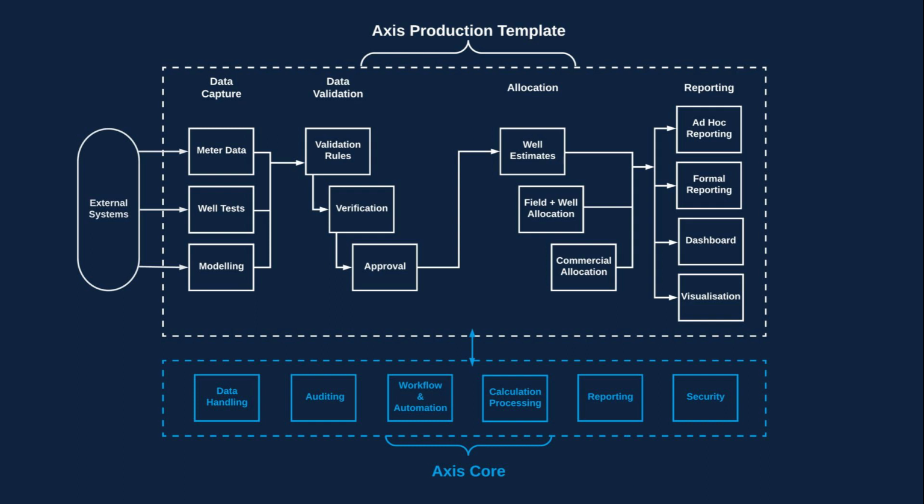In today's demonstration, we're going to be using the AXIS production template. So the features we want to have a look at today are in the workflow and automation area, the feature of notifications. We're also going to have a look at a new method of presenting auditing data, and we're going to have a look at report publishing.